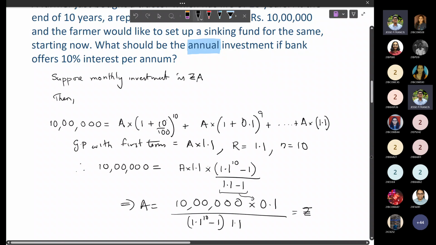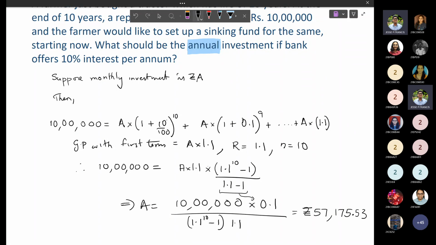All right. So I am getting the answer as 57,175.53. Are others getting the same number? Can you check?